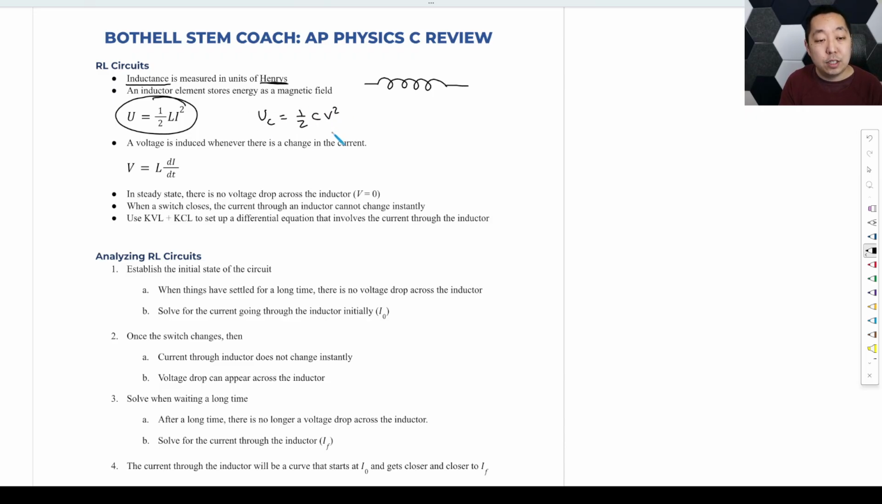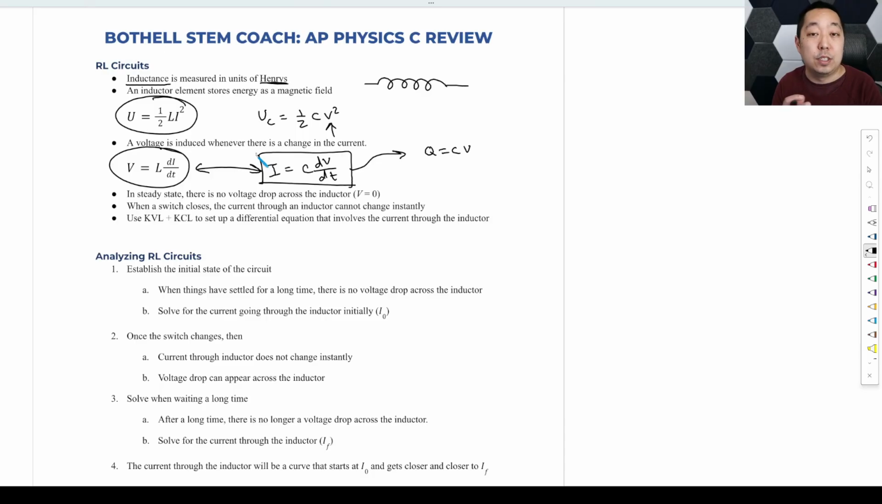So in a capacitor, it's stored as the voltage or charge. In the inductor, it's stored as current or the magnetic field. A voltage is induced whenever there's a change in the current. So for a capacitor, remember I is equal to C dV/dt. And this came from the Q equals CV part. You just take the derivative of both sides, because the rate of change of the charge is the current. So it has a very parallel relationship between capacitors and inductors, almost like they're mirror opposites of one another.